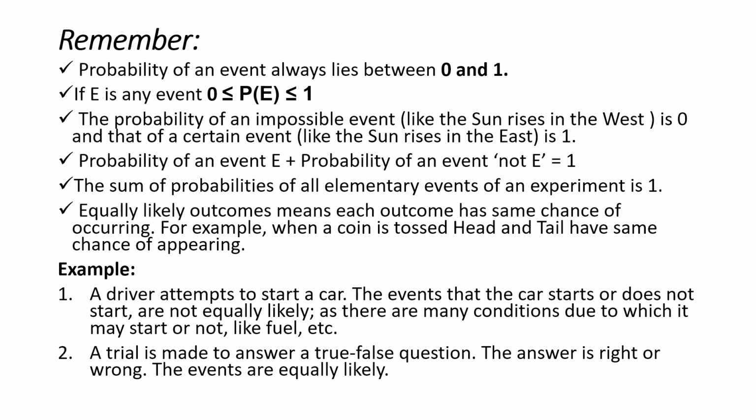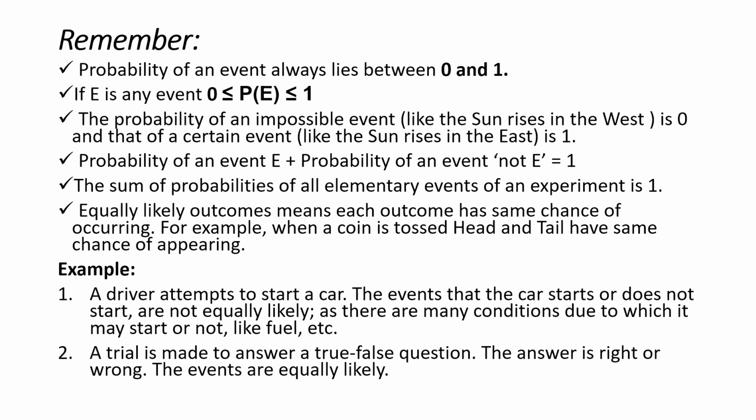Before going to the examples, let us discuss some important facts. The probability of an event always lies between 0 and 1. Means if E is any event, 0 is less than or equal to P(E), which is less than or equal to 1. The probability of an impossible event, for example if I say the sun rises in the west, that event is impossible, so that probability is 0. And that of a certain event, if I say that the sun rises in the east, that is certain, it will definitely happen, so the probability of that is 1. And the probability of any other event will always lie between 0 and 1.